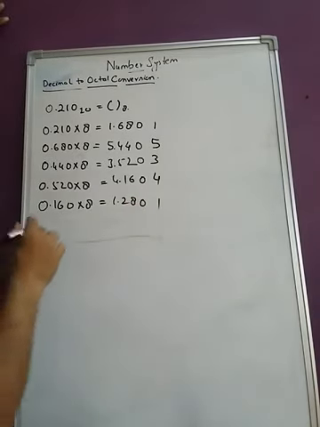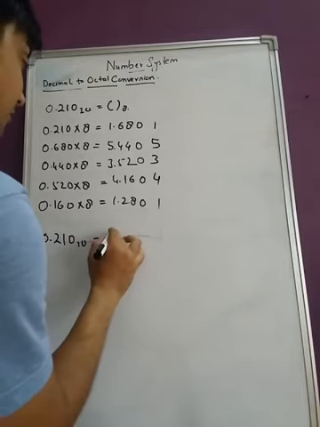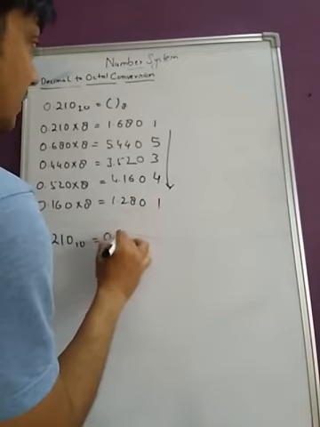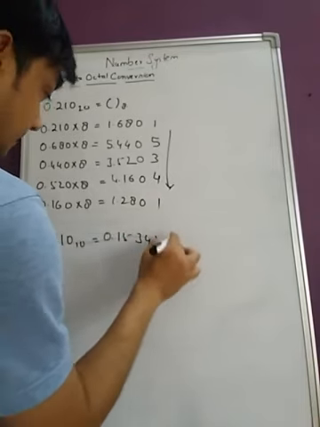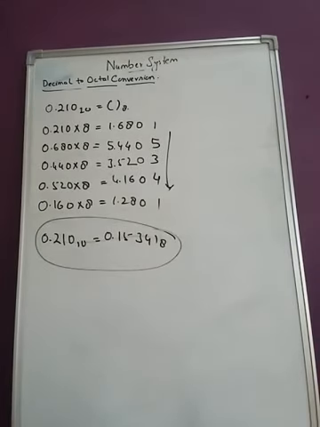So what will be the output for this? 0.210 base 10 is equal to how much? We'll start from upside down, 0.15341 base 8. So this will be the solution for the provided question.